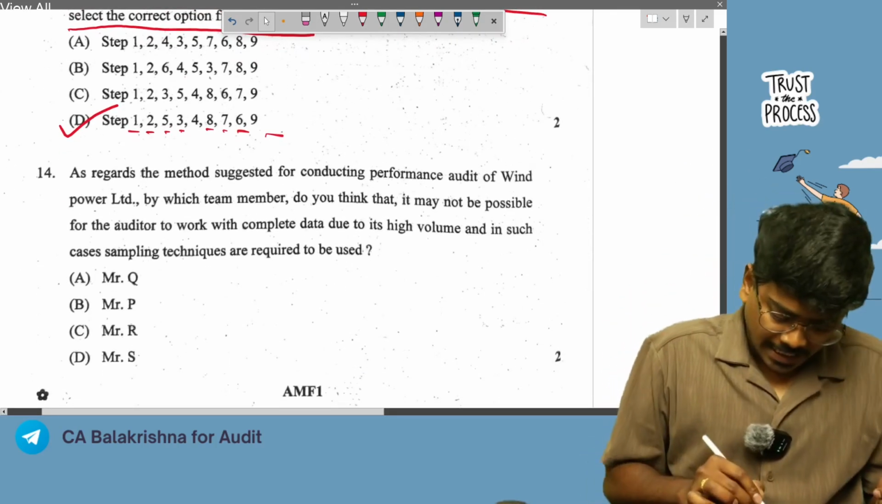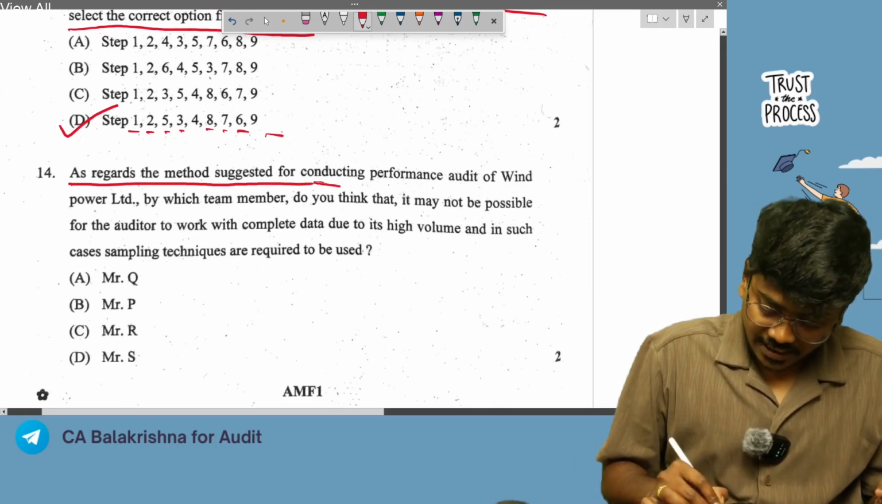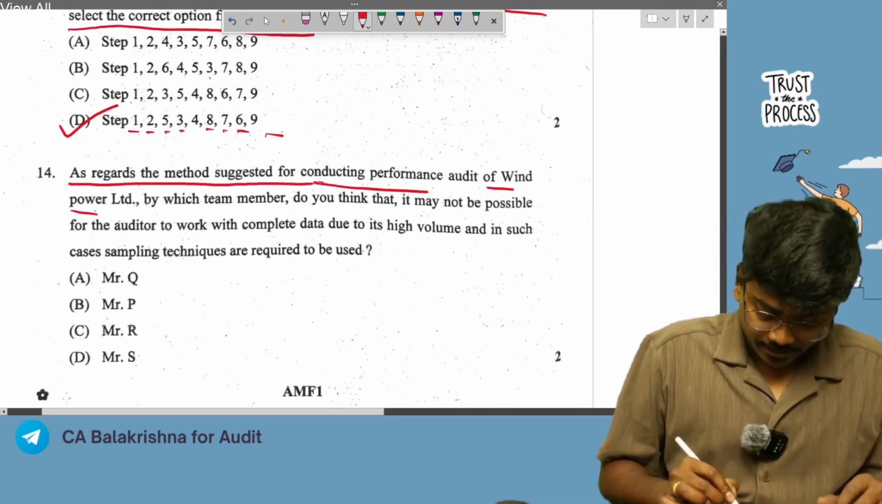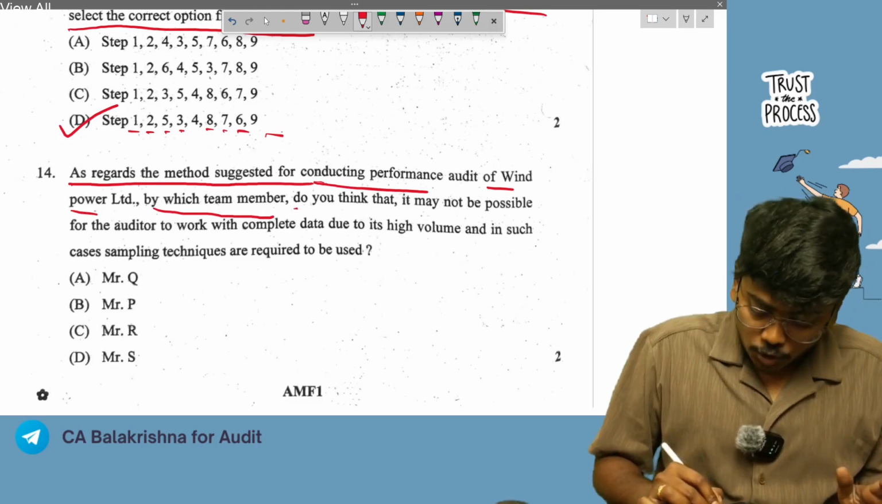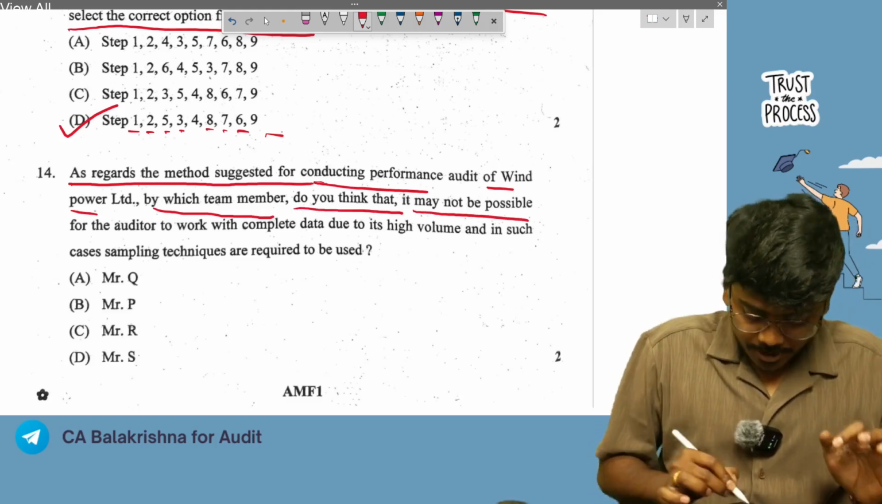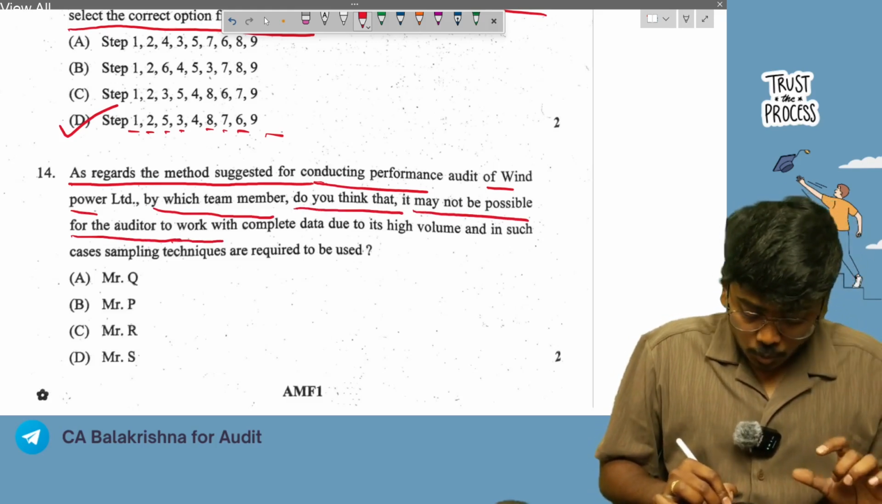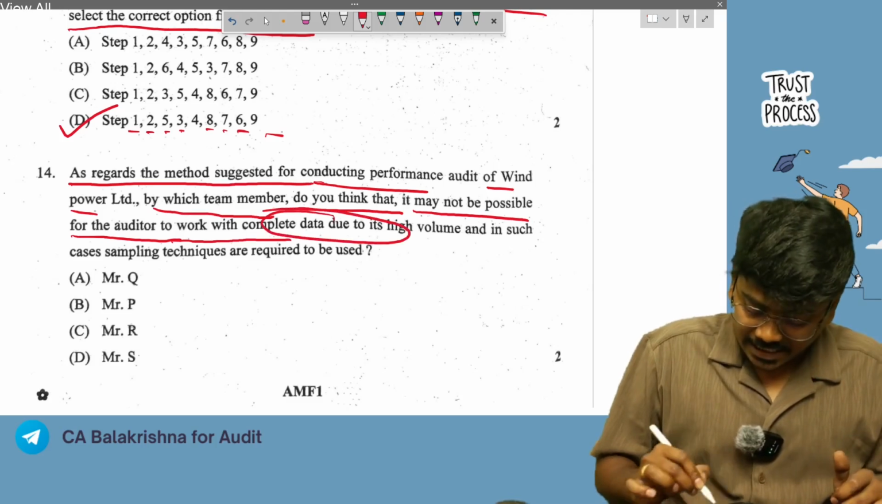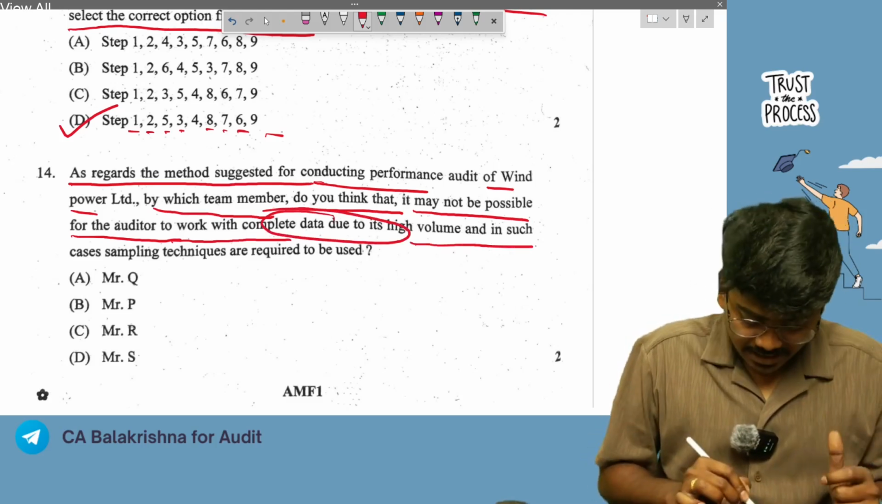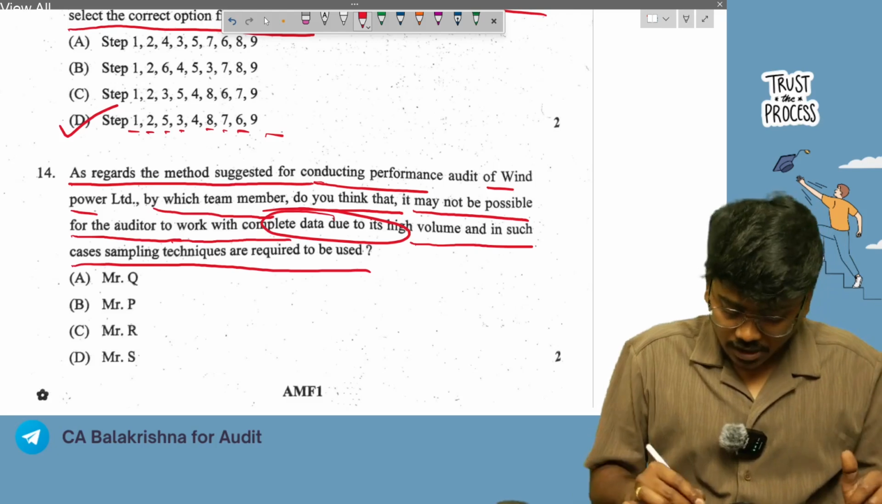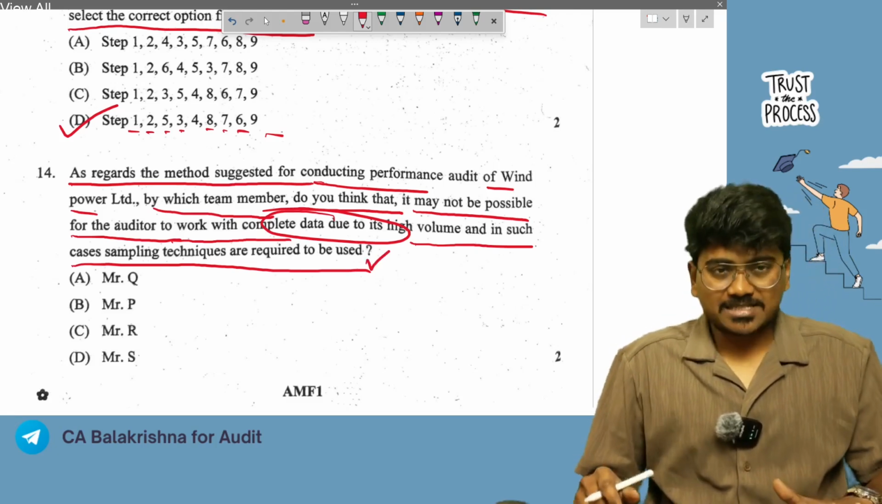Next, as regards the methods suggested for conducting performance audit of wind power limited, by which team member do you think that it may not be possible for auditor to work with complete data due to its high volume, and in such cases sampling techniques are required to be used?